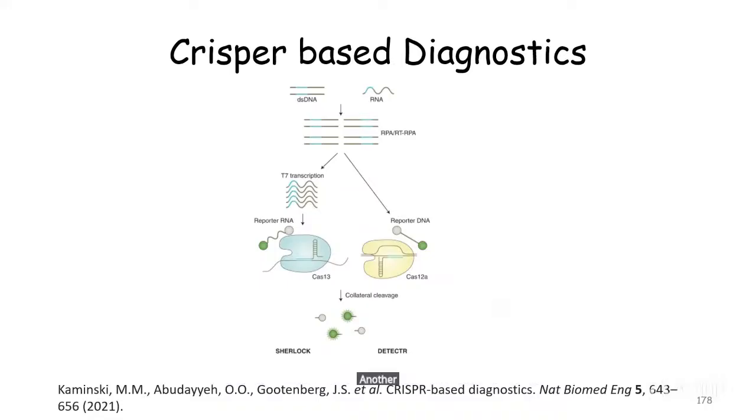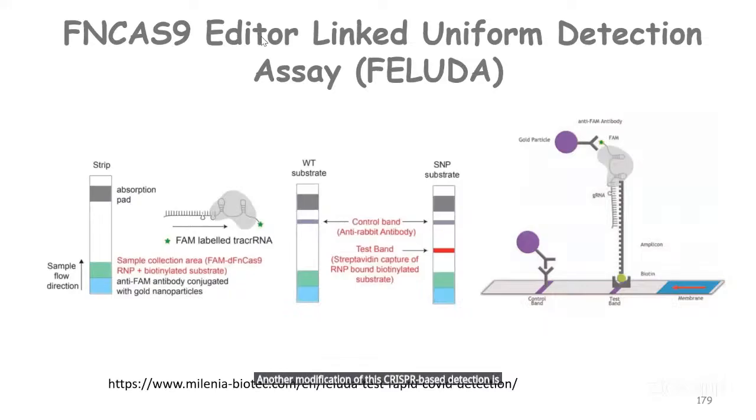Another modification of this CRISPR based detection is Cas9 editor linked uniform detection assay. This is FAM Cas9 editor. F is for FAM, also known as Feluda. It was developed in India.